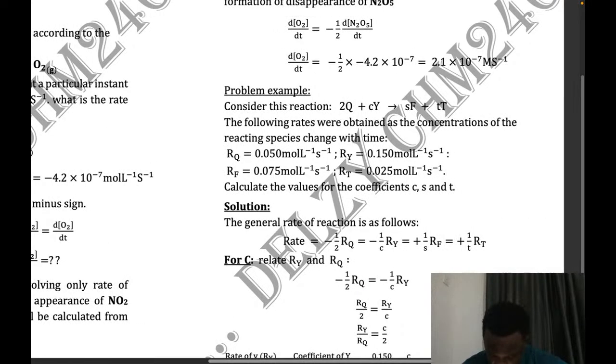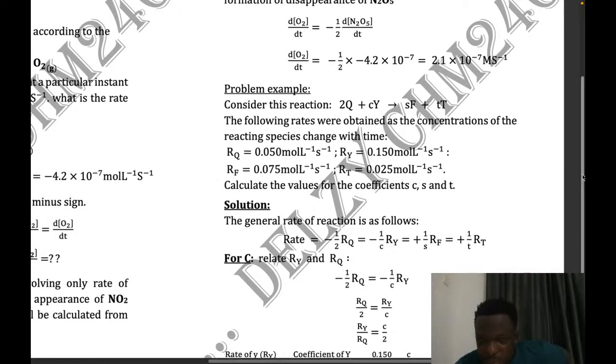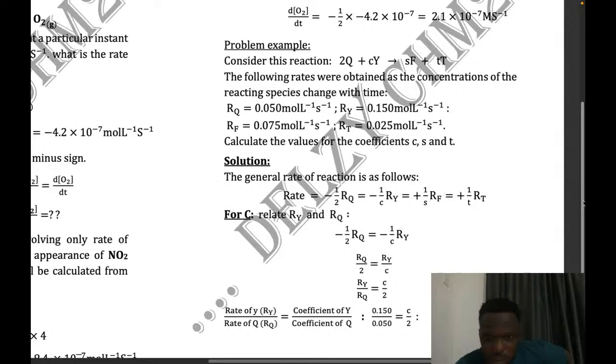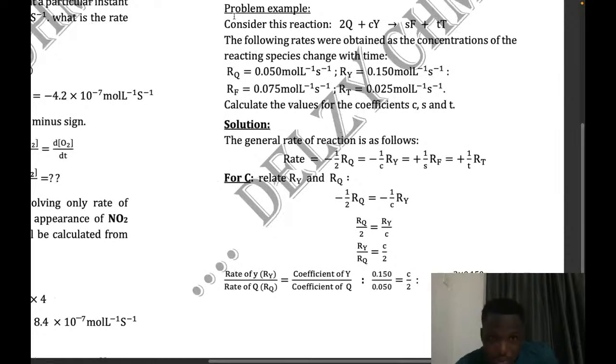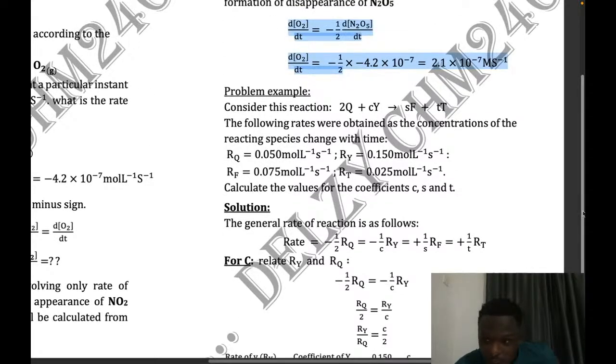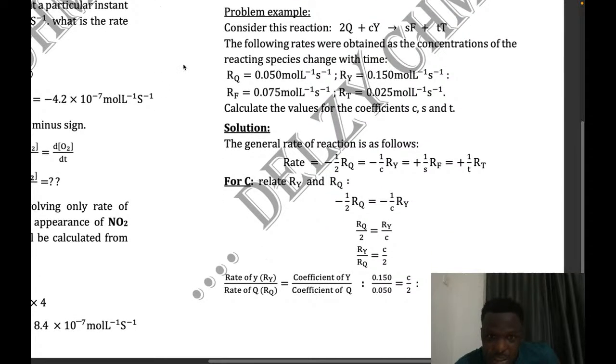All right. Now, please look up. Look at this question here. I just want to use this question to explain that stuff. They said, consider the reaction 2Q plus CY giving us SF plus TT. Now, this Q, this Y, this F, and this T, in exams, they might replace it with a real compound, just like we saw in the previous stuff.